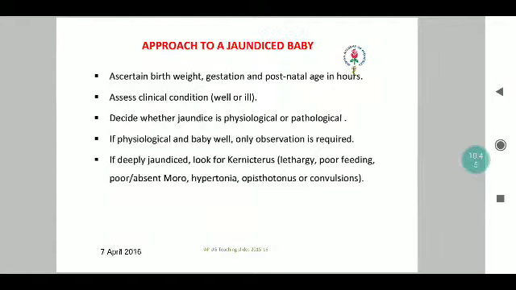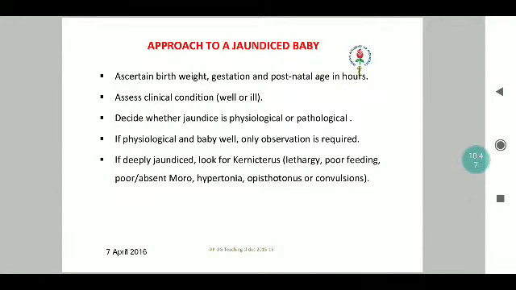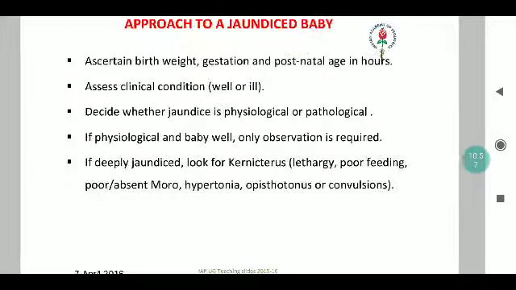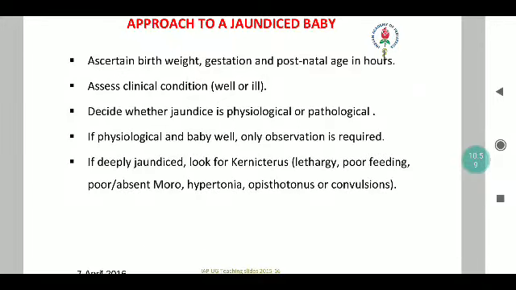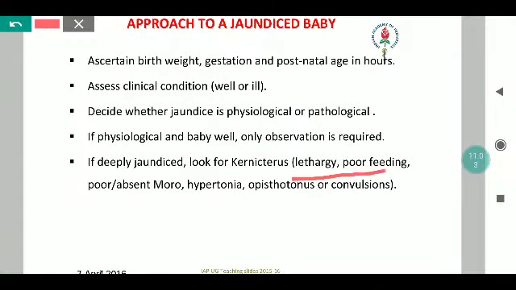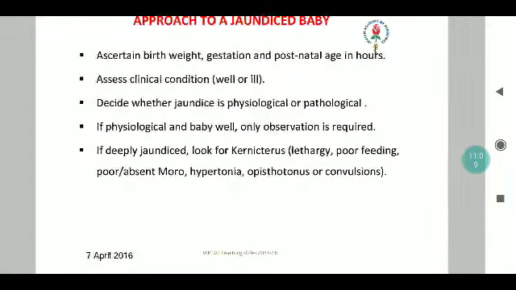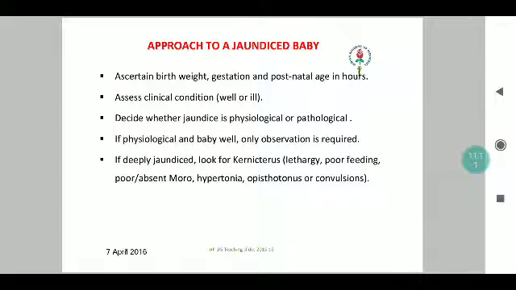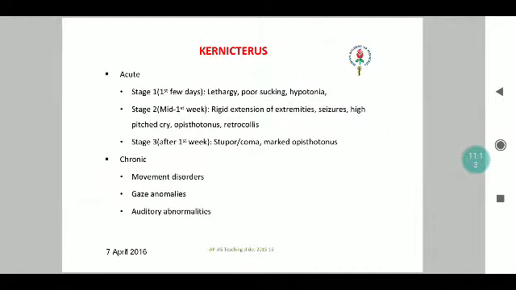If it is a physiological jaundice and the baby appears well, merely observation itself is sufficient. But if deeply jaundiced, look for signs of kernicterus, that is, deposition of bilirubin within the basal ganglia, known as kernicterus. It is a sequel of neonatal jaundice. The signs of kernicterus include lethargy, poor feeding, poor or absent Moro reflex, hypertonia, opisthotonus, and convulsions. If any of these warning signs are present, we must immediately go for an intervention.